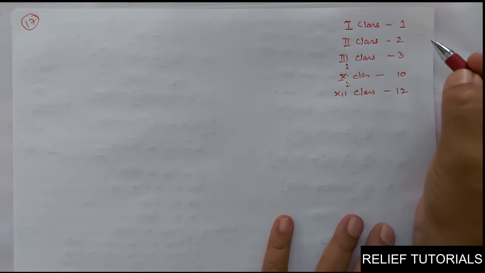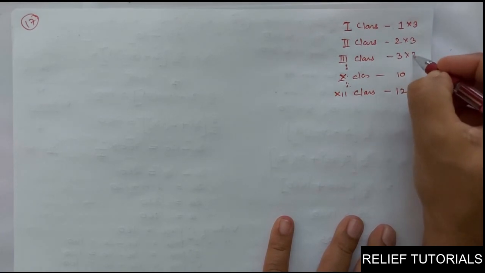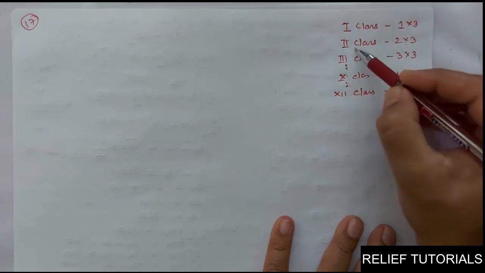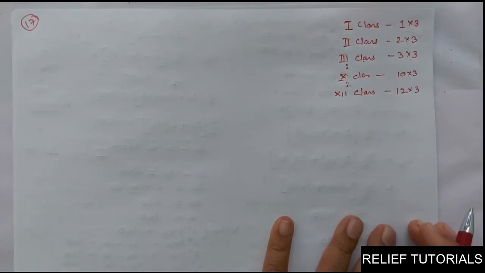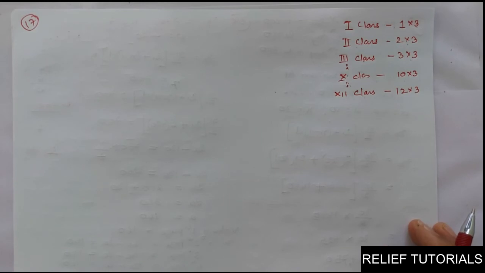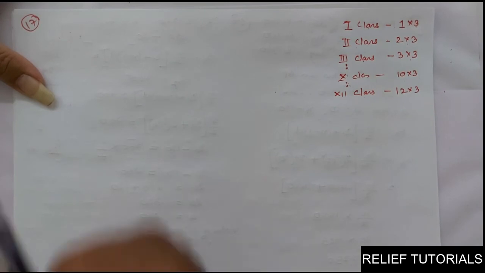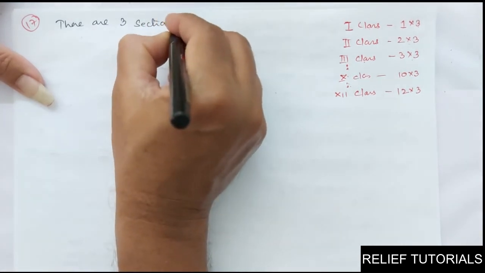And there are 3 sections. First class there are 3 sections, so we can say 1 into 3. Second class also 3 sections. Every class has 3 sections. So these are the number of plants planted by first class, second class, third class. 10th class means 3 sections, 10 into 3. 12 means 12 into 3. Have you got it? Now you have to find out how many trees will be planted by the students. So we can say there are 3 sections of each class.